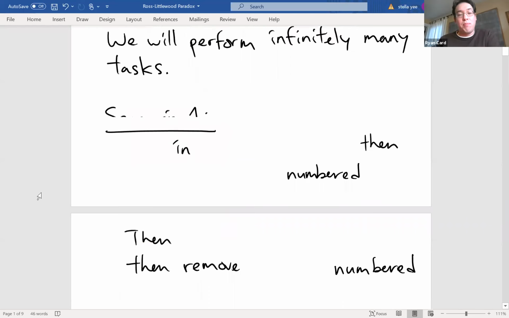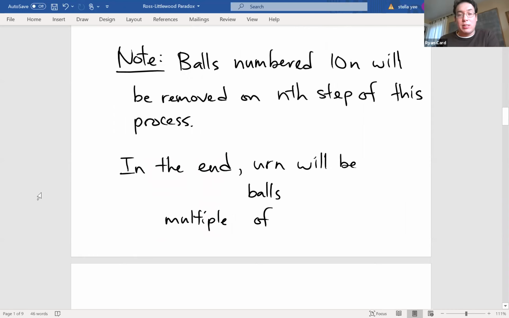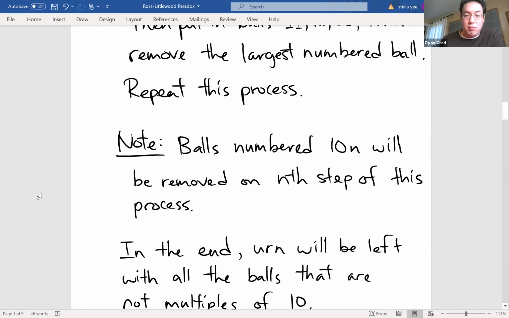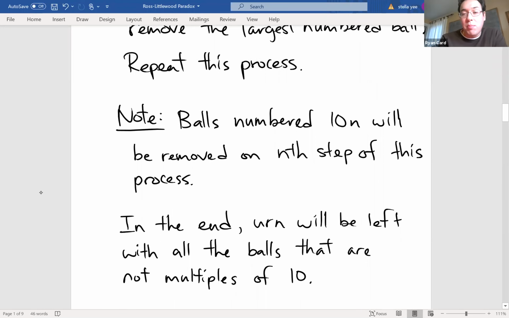So what's left after infinitely many steps would be every other ball. Every ball numbered with a multiple of 10 will be removed on the nth step of this process. What you'll have is all the infinitely many balls that don't have a 0 in the ones digit. So any ball that's not a multiple of 10 will be left in there.